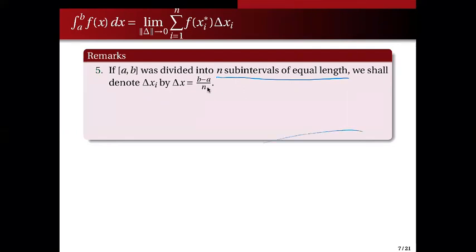And look at this. If they are all delta x, then the norm here will simply be delta x. Furthermore, look at this. The norm goes to 0. But what does that mean? As the norm goes to 0, it's equivalent to saying, in this formula here, that your n goes to infinity.